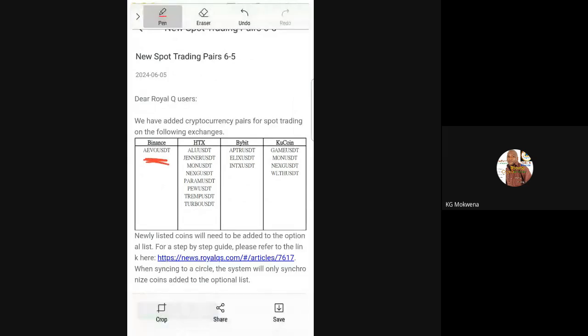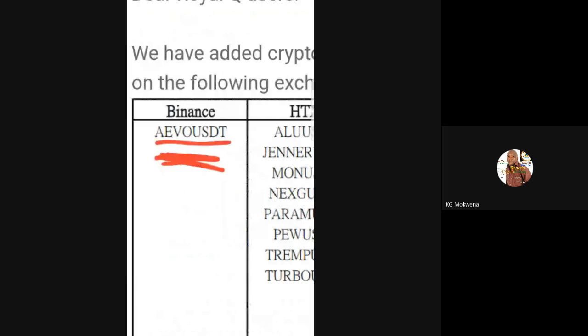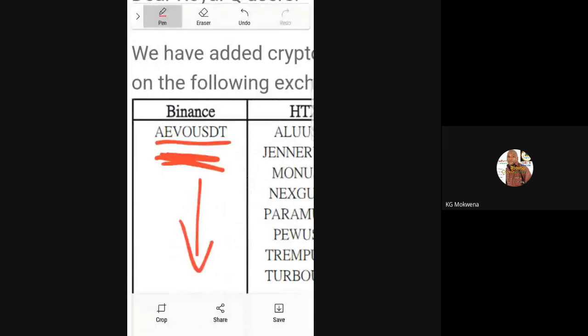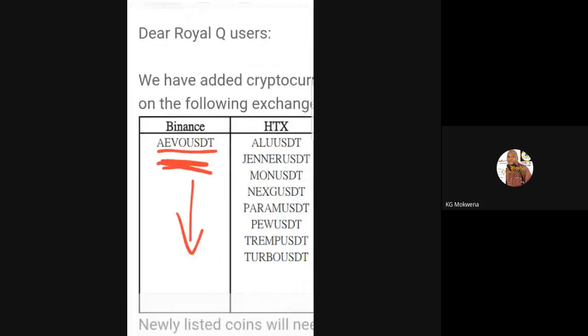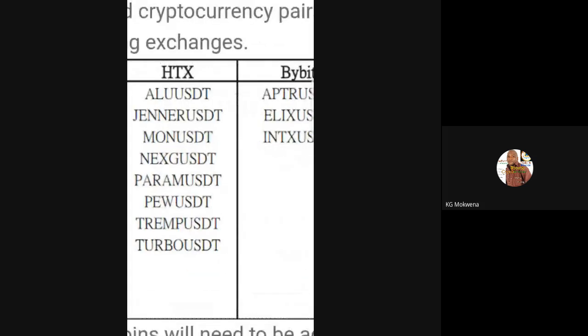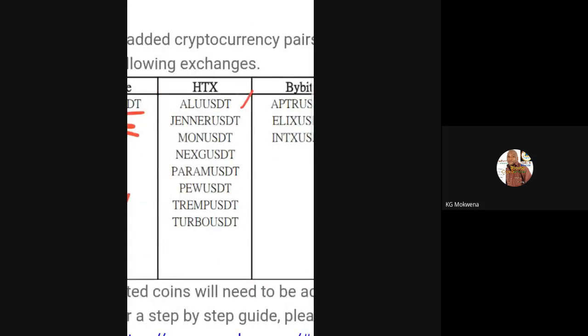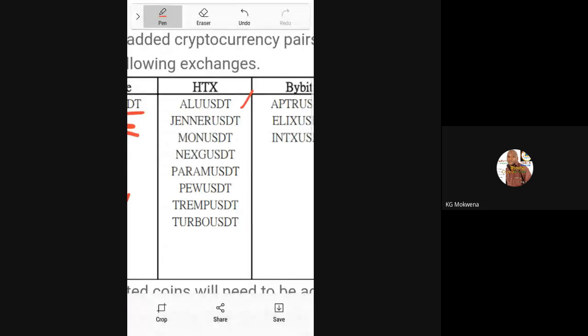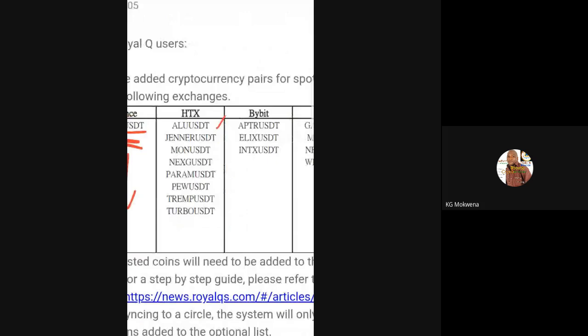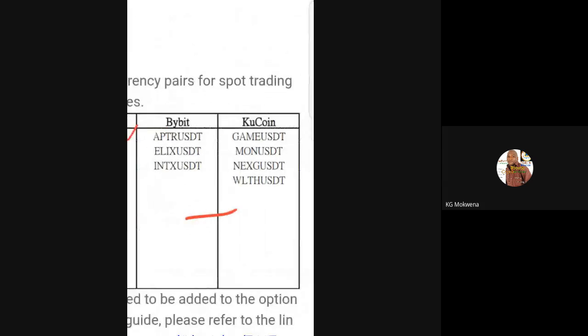Little did I know that there was no coin that I was going to find under Binance, because only one coin was added on Binance, which is the one that we saw together. And below there, there's nothing. Which means if I go to HTX, I'm going to have more coins added there. So you can see what is happening there, business partner. So it's always important to see to it that you add this.